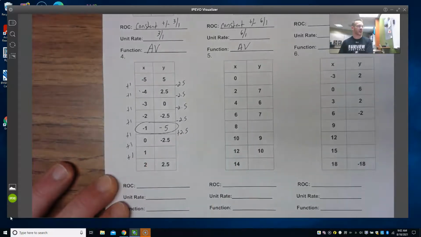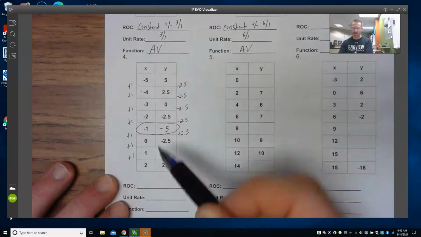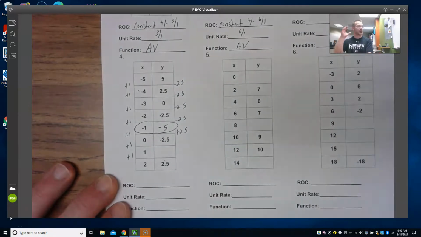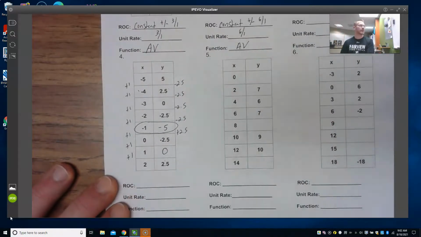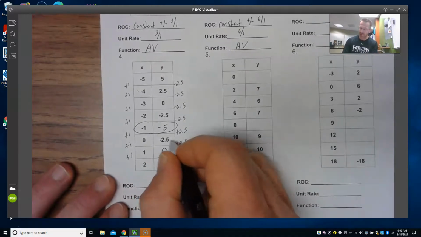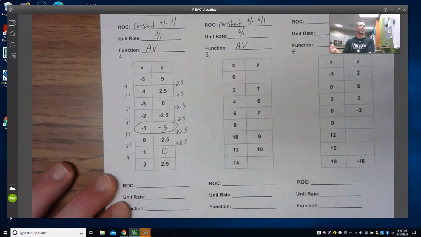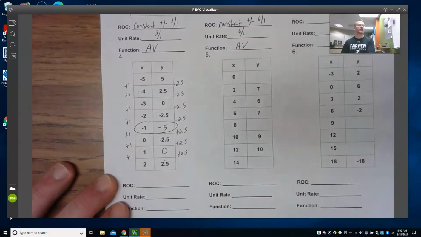And now things start to match, right? Negative 2.5, negative 2.5. I have a 2.5 here and I have a 2.5 here. So then if I use symmetry, I can see that 0 needs to be right here. And if I continue my pattern, if I add 2.5 to negative 2.5, that gets me to 0. And if I add 2.5 again, that gets me to 2.5. So I can use rates of change and symmetry to help me identify that.